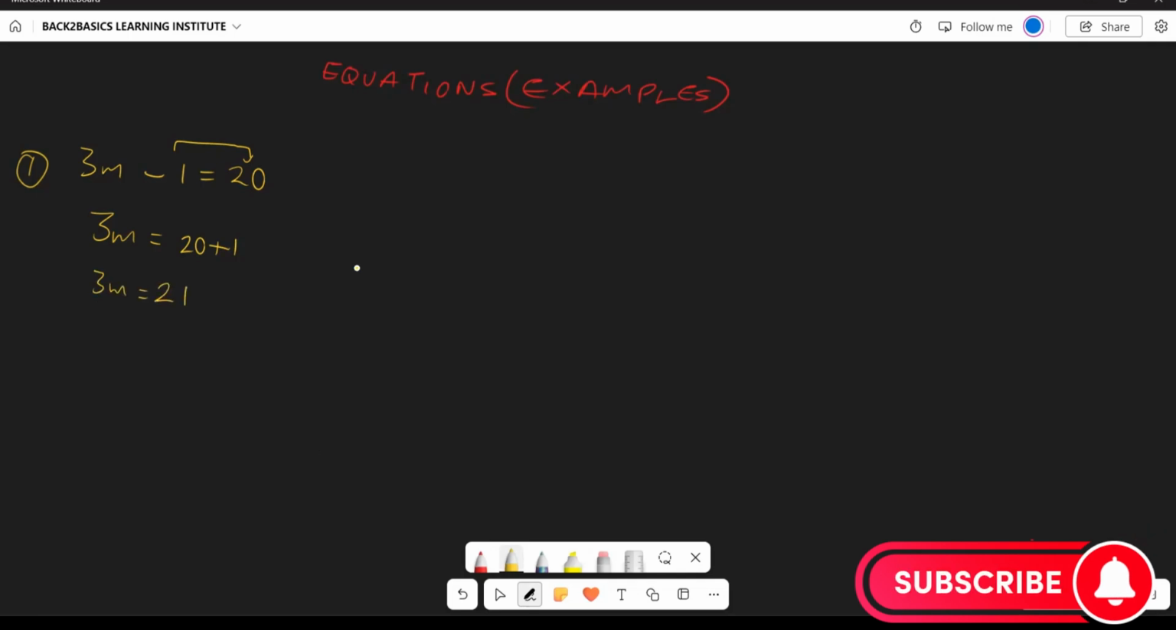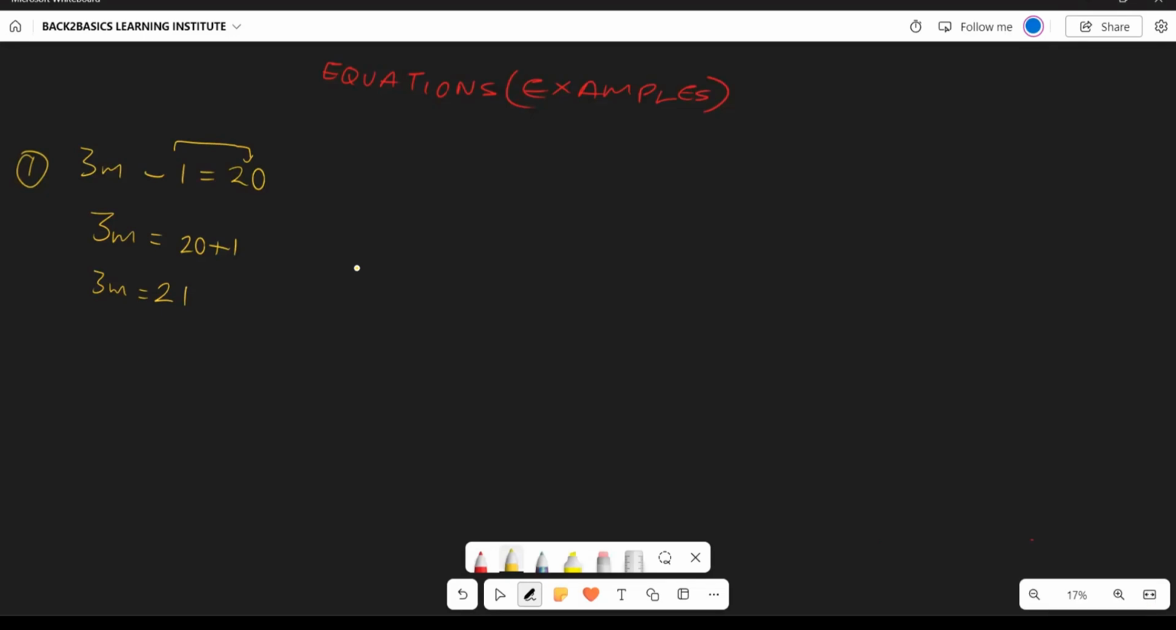And now from here, remember that when you have 3m, this is the same as 3 multiplied by m. So to get rid of this 3 that is multiplied, you need to divide by 3. And when you divide, what you do on your left, you also do on your right. So the 3 and this 3 cancel each other, and your m is going to be 21 divided by 3, which gives you your answer, which is equal to 7. So now let's look at number 2.